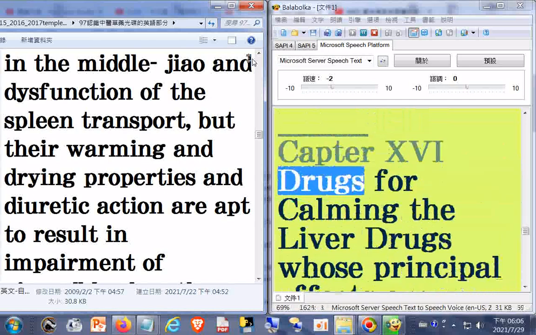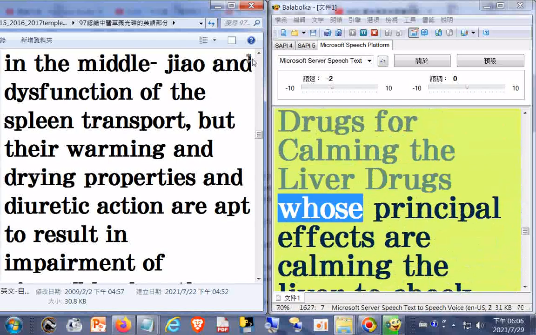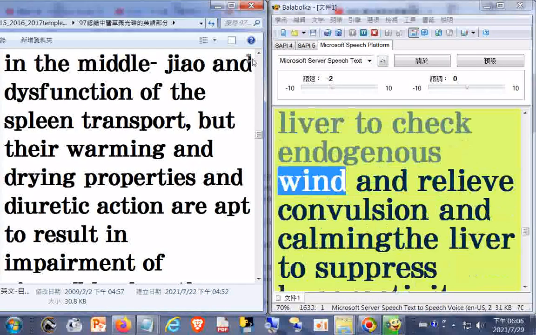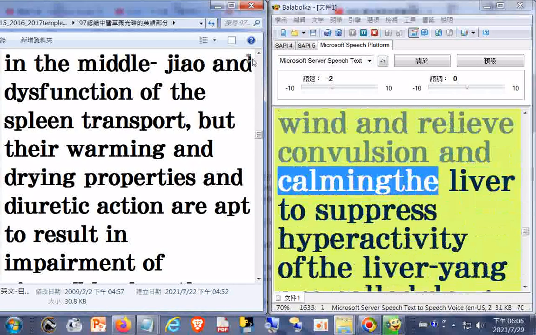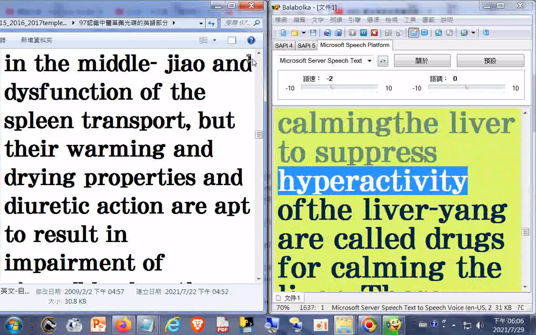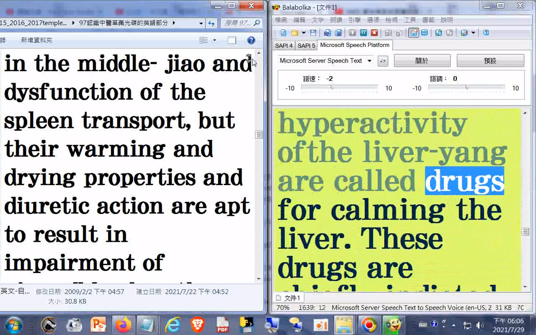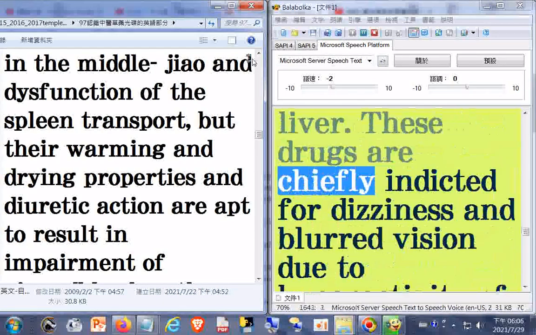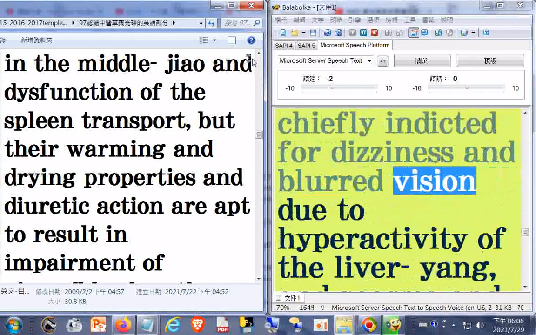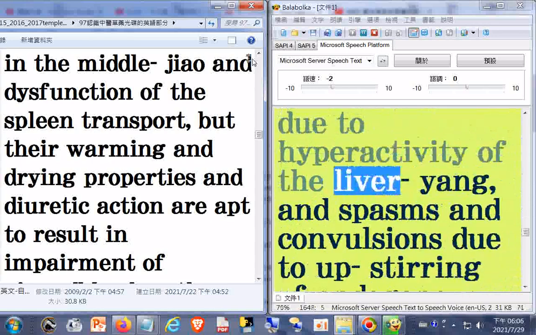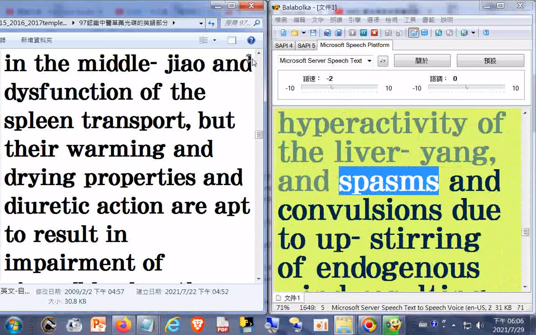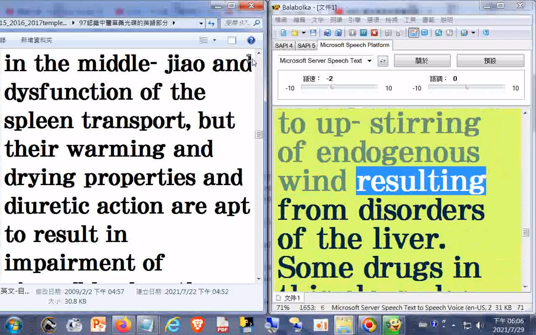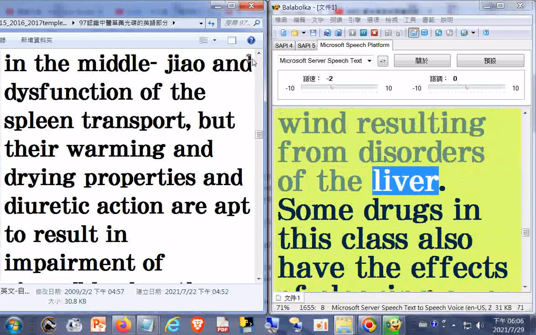Chapter 16 Drugs for Calming the Liver. Drugs whose principal effects are calming the liver to check endogenous wind and relieve convulsion and calming the liver to suppress hyperactivity of liver yang are called drugs for calming the liver. These drugs are chiefly indicated for dizziness and blurred vision due to hyperactivity of the liver yang, and spasms and convulsions due to stirring of endogenous wind resulting from disorders of the liver.